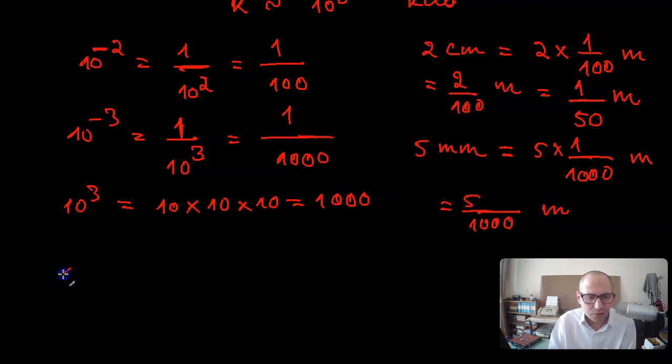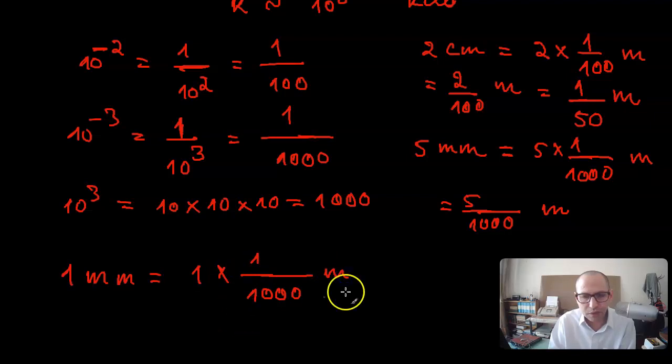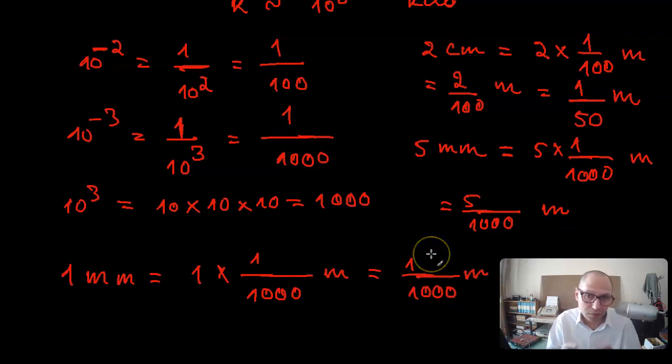Or if you say, for example, 1 millimeter, that is 1 into 1 over 1,000 meter, which is 1/1,000th of a meter. Which means that if you take a meter and divide that into 1,000 equal distances, then one of those distances would be a millimeter, right?